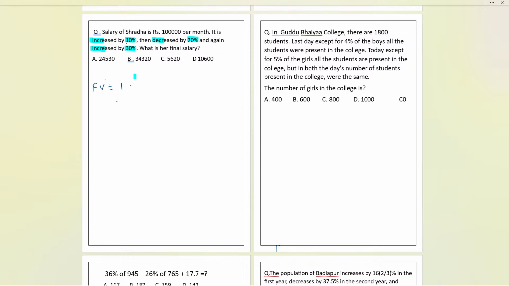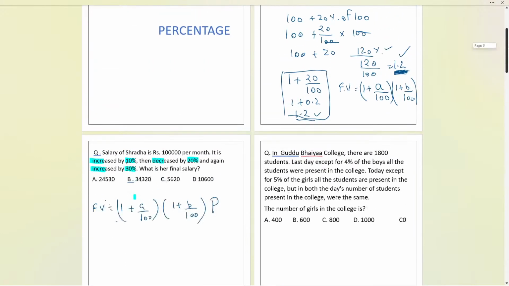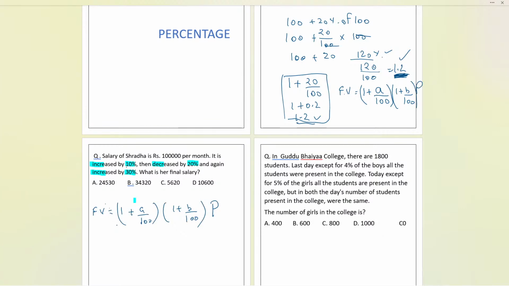Now, let us see. Final value is what? 1 plus A upon 100, as I told you we have to apply. If the second number is given, 1 plus B by 100, we have to apply like this. And one more thing I would like to tell you: whatever we need to increase, we have to multiply here also. Suppose P is the value given, we also have to multiply with P as well.